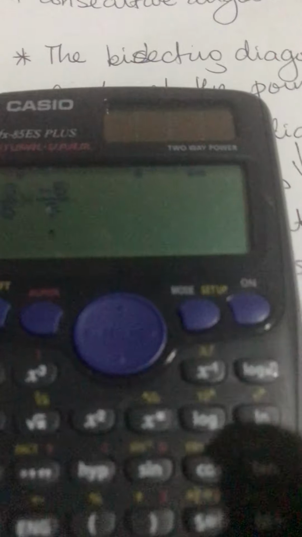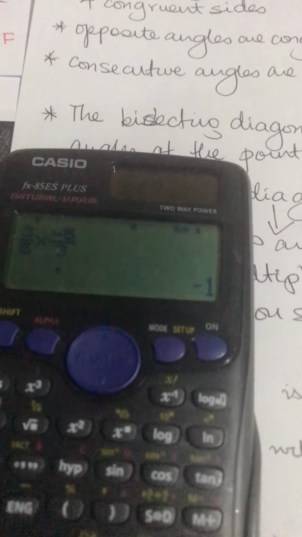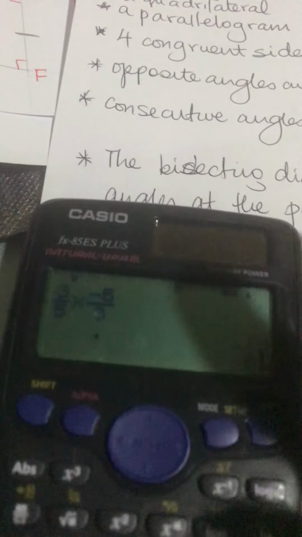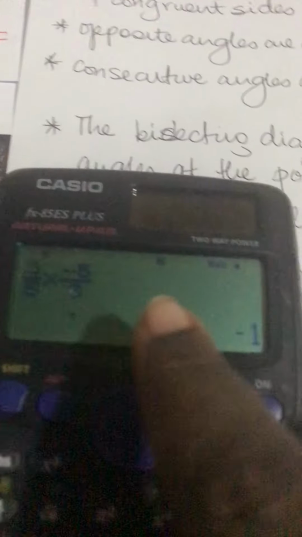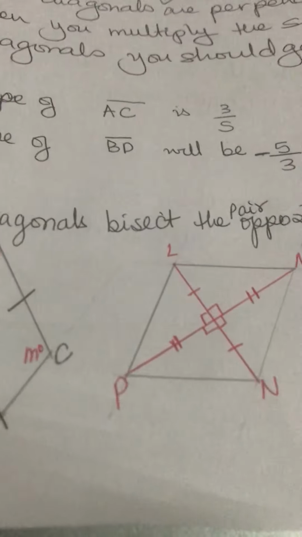Like that. And let's see what we get. So then I know my lines are perpendicular because I multiplied my slopes and I got -1. Okay? Now let us look at the pictures.